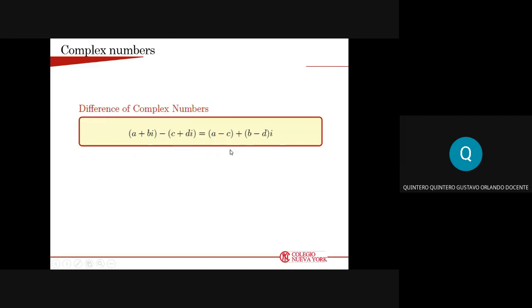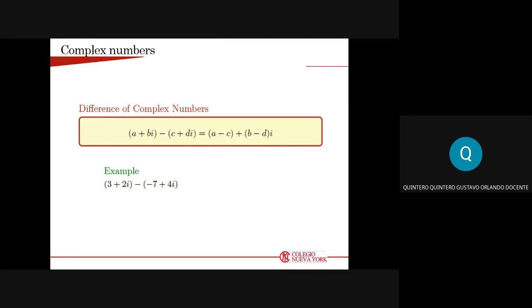So simple. But how would you do a subtraction? Okay, well, it is exactly the same. Simply subtract the real parts and then subtract the imaginary parts. That's it. That is it. Here's an example for it.